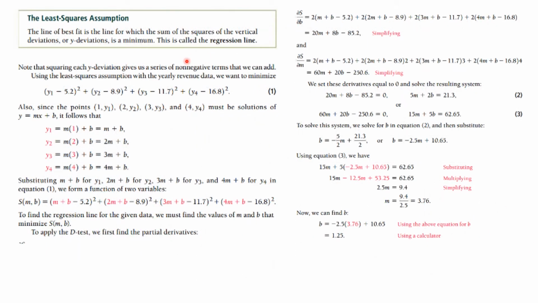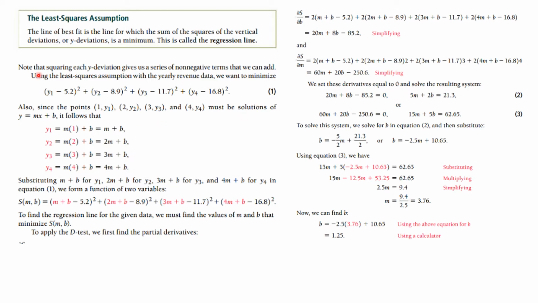And that is what the least squares assumption is. The line of best fit, or the least squares line, is a line for which the sum of the squares of the vertical deviations, or y deviations, is a minimum. We're minimizing the error, or the square of the errors. This is called the regression line.